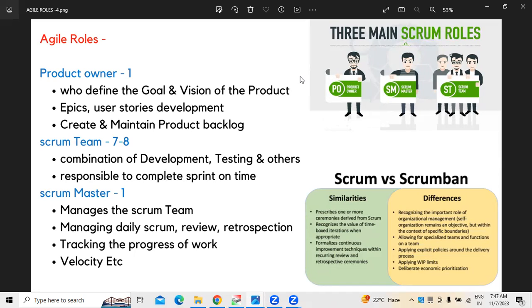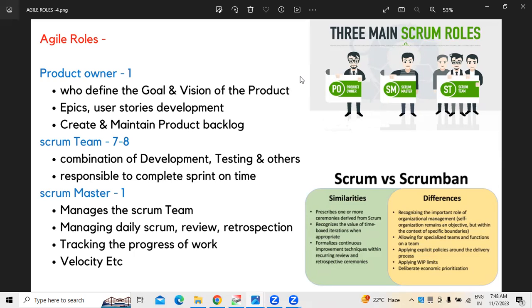So Scrum Masters, as I said, are the ones who track the progress of work, followed by velocity, etc. These are the three different roles you can see in Agile. You don't see them in traditional practices, but we see this in Agile. This is what Agile stands for.